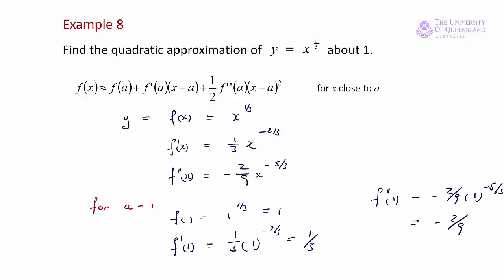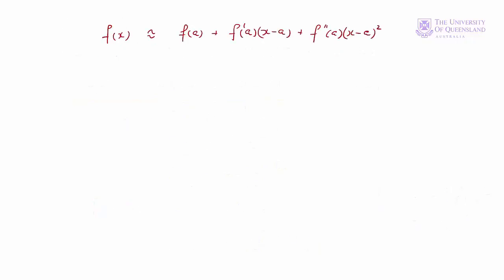Now we substitute these three values back into our quadratic formula. Here's our quadratic approximation formula. Let's substitute in those values we just found. f of x is approximately equal to, well, the function evaluated at a was equal to 1, plus the first derivative evaluated at a was 1/3 times x minus, well, a is 1, substituting there, plus the second derivative evaluated at a was minus 2/9 times x minus 1 squared.